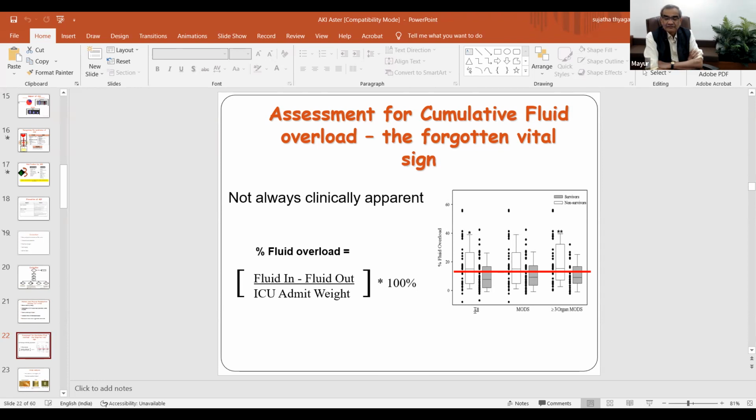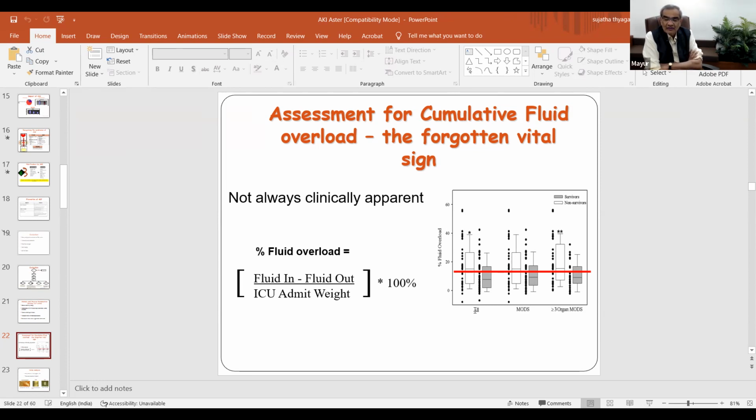Now, for example, I always quote this: when I go on rounds and ask the residents or nurses what the urine output is for a critically ill child, they say, "No, urine output is fine. It's 1 ml per kg per hour. It's more than that." So they are very happy. And then I go deeper and I say, okay, it is 1 ml per kg per hour.